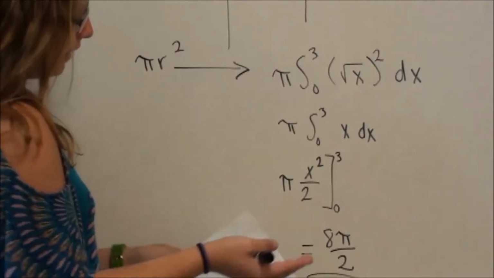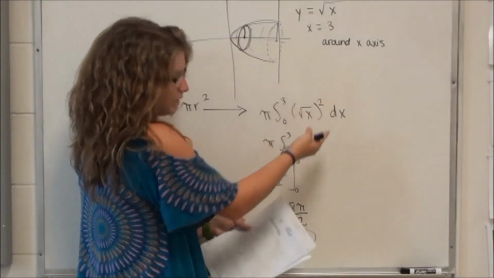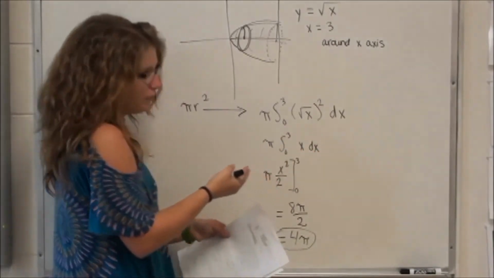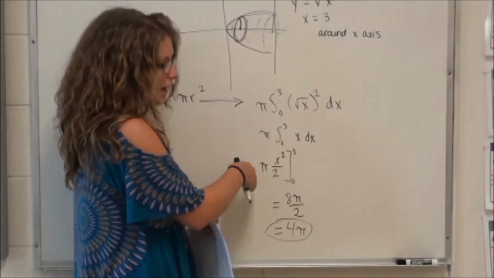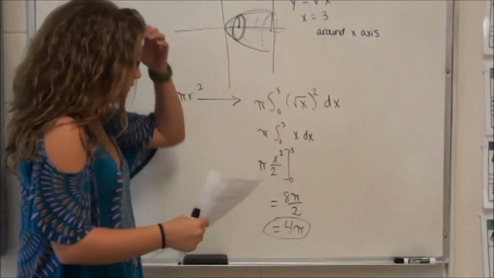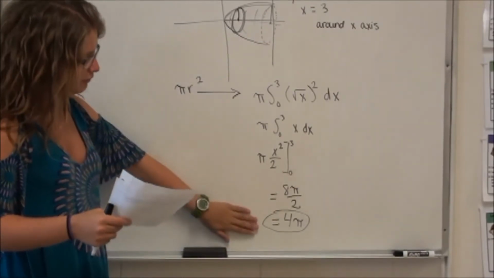And then when you simplify that, it's just the integral, same thing, except the square root of x squared is x dx. And then you anti-differentiate that, and it's going to be x squared over 2 times pi from 0 to 3. And then when you plug in the numbers, you're going to get 9 pi over 2.